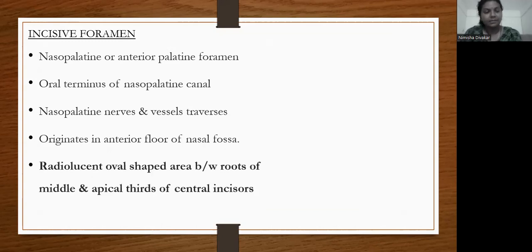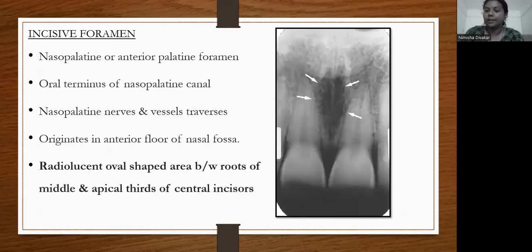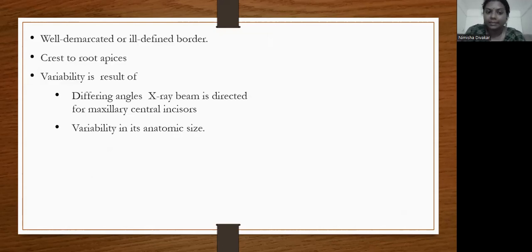In a radiograph, it appears as a radiolucent oval-shaped area between the roots, at the middle and apical third, of the central incisors. This is the radiographic appearance of the nasopalatine foramen or incisive foramen. It sometimes appears smooth and symmetric, or sometimes as a very irregular image. It can be well demarcated or ill-defined, and it varies in extent from the crest to the root apexes.